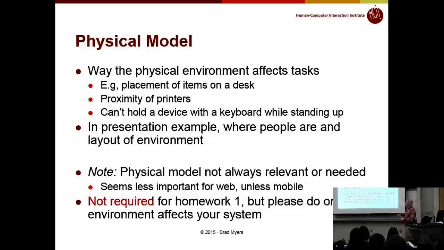So it's things like the placement of items around where you're doing stuff. If you're at work, proximity of printers, the fact that if you're doing a camera, and you need to point to the back of the camera because it's a touch screen, but you have something else in your hand, or if it's winter time and the person's wearing gloves and so they can't use this device because it doesn't work with gloves on, things like that would all be relevant to include.